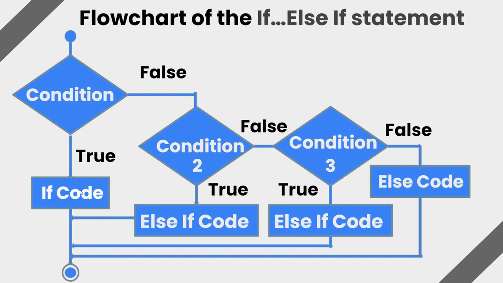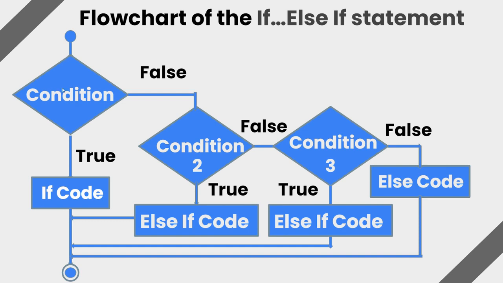Okay, so here we have the flow chart and it looks quite complex compared to the if and the if else. So like I said before, for the if else if statement, multiple conditions are being accessed. To begin this program, we have our starting point right here. And the very first condition that we have here is the first condition to be accessed.